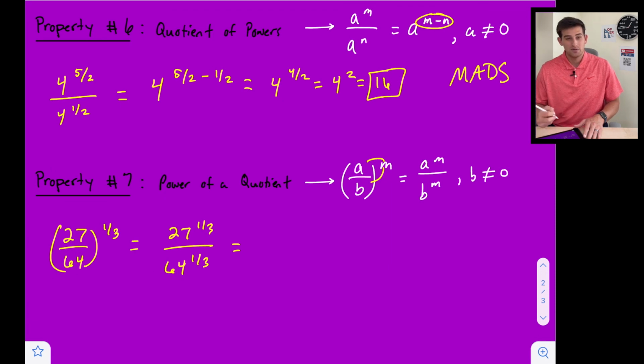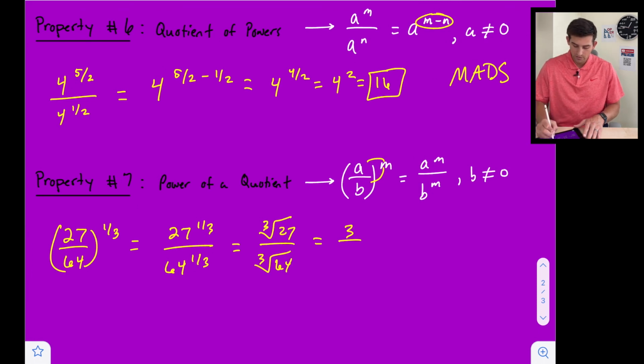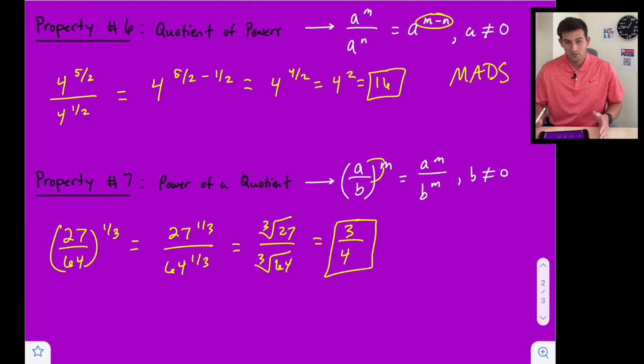Now we know that 27 to the 1/3 is the cube root of 27, and this would also be the cube root of 64. So the cube root of 27 we know to be 3, and the cube root of 64 we know to be 4. So our final solution there would be 3/4, and that's how you can use properties of exponents even when you have rational exponents.